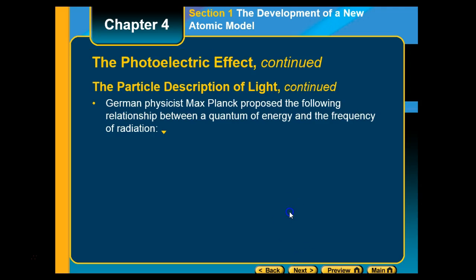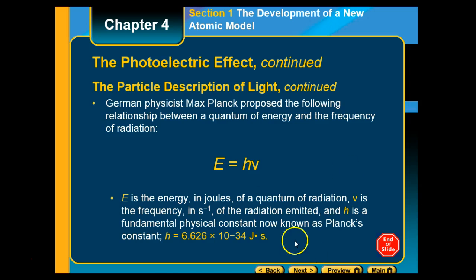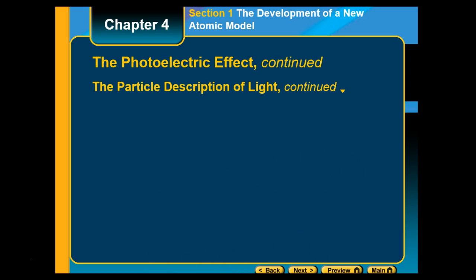So the German physicist Max Planck proposed the following relationship between that quantum of energy, amount of energy, and the frequency of radiation. He proposed that E equals h times v. So v is the frequency that we had, E stands for the energy, and h then is going to be Planck's constant.